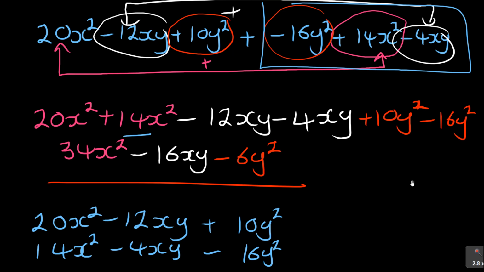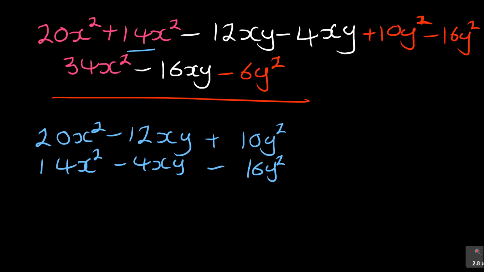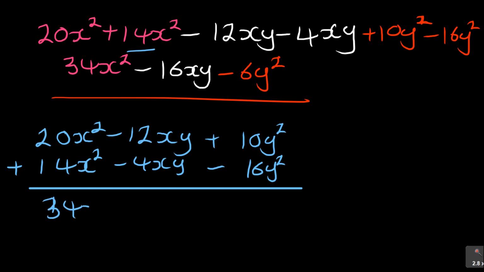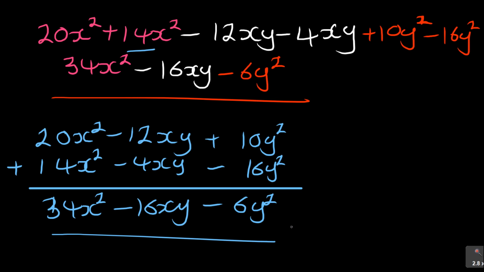Some prefer to do it like this: they put a ruler there, and then they say add. So you say 20 plus this, that's where they get the 34x squared. Then they use a calculator, minus 12 plus minus 4, and they get minus 16xy. Again, they get minus 6y squared. That's what they do, and it's also the same.